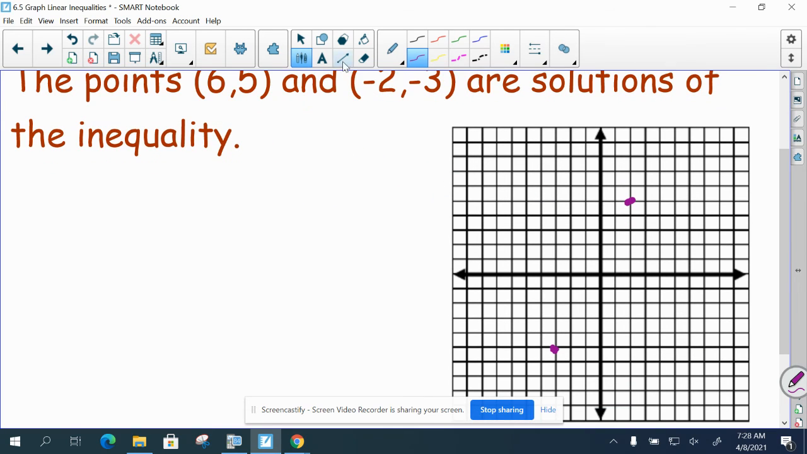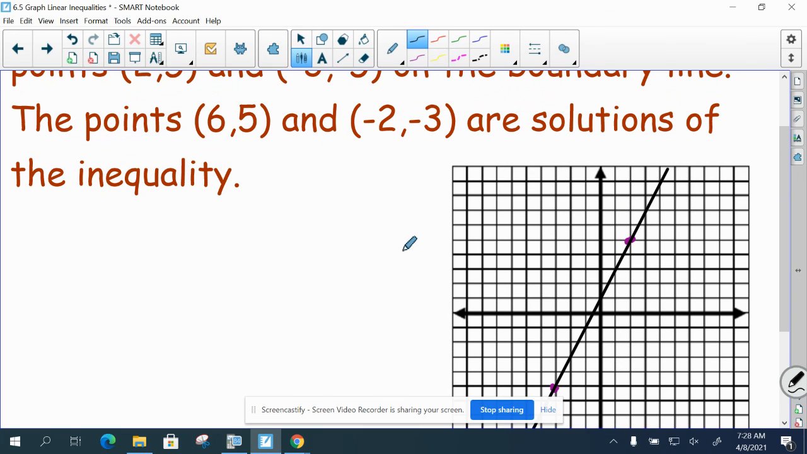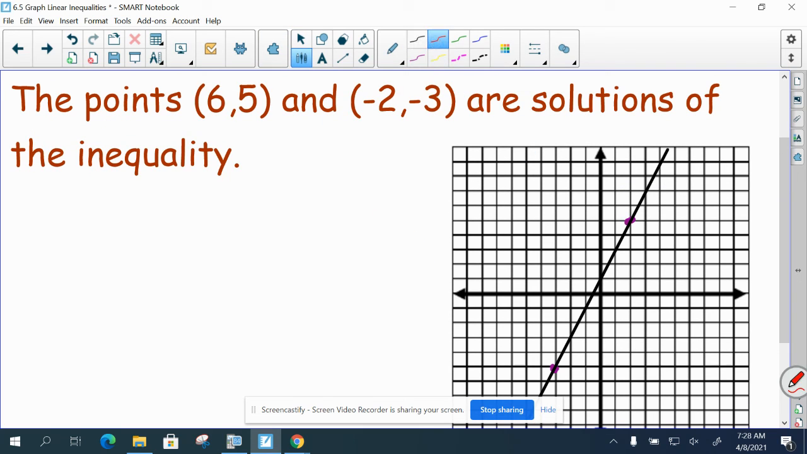Okay, so I don't know yet if this is going to be dotted or solid. I'm just going to go ahead and use a solid line for now, and then we'll figure it out later, because it doesn't really tell us. But let's look at the points that they gave us. So (6, 5). Where would (6, 5) be? 1, 2, 3, 4, 5, 6, and 1, 2, 3, 4, 5. Since this point is a solution of the inequality, that means we're going to be shading all of what's below the line. So we're going to be using either y less than or equal to or y less than.